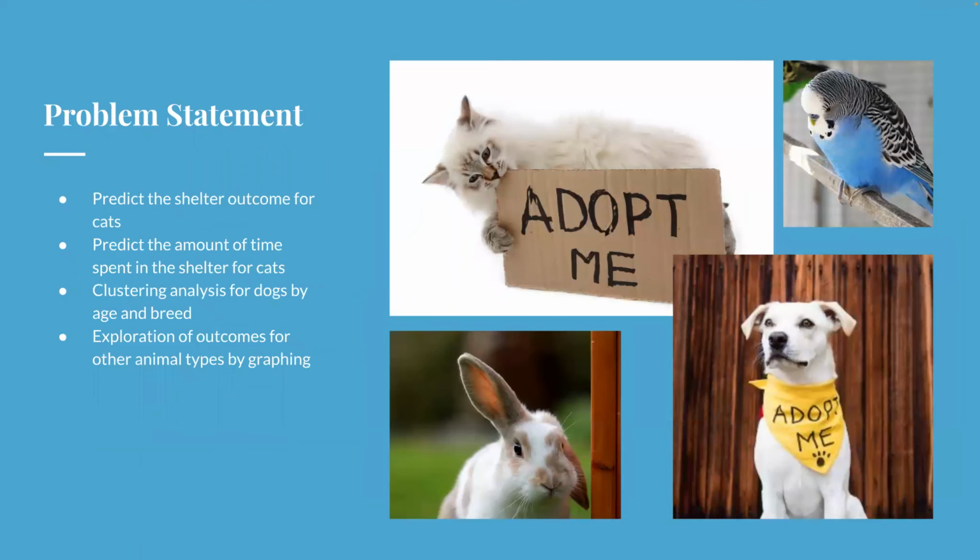So my problem statement and what I was trying to predict was shelter outcomes for cats. So were they adopted? Were they returned to their original owner? Were they transferred? I was also trying to predict the amount of time spent in the shelter for cats. And I also did a clustering analysis for dogs, taking into account age and breed. And for the rest of the other types of animals, I did an exploration of outcomes just by graphing, so no predictive modeling.